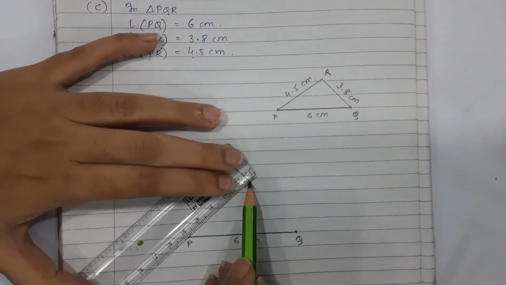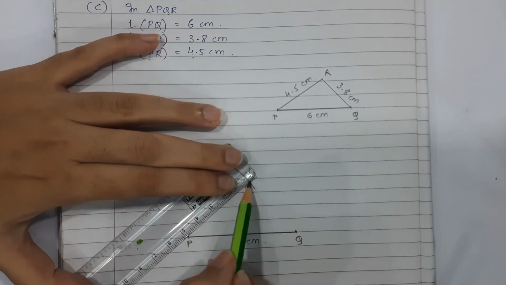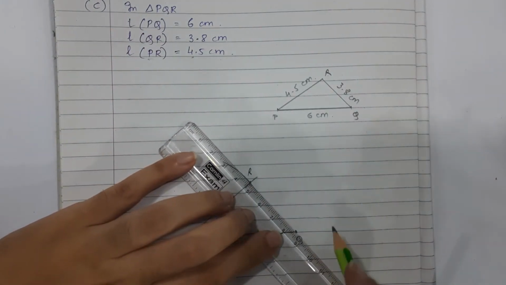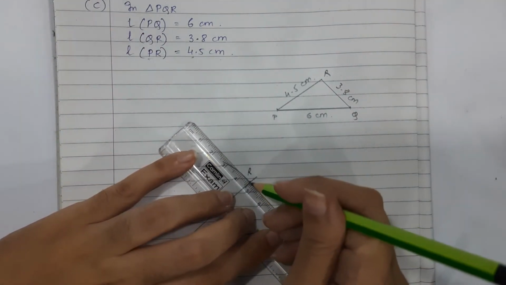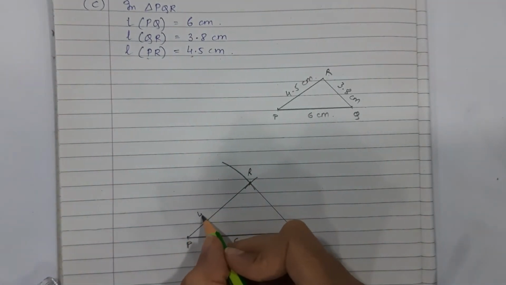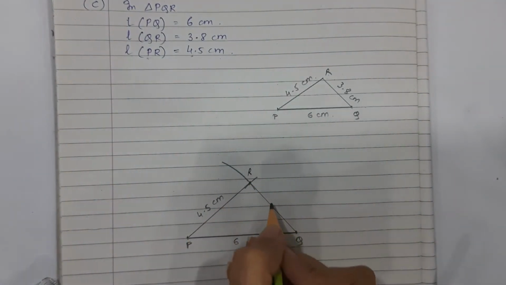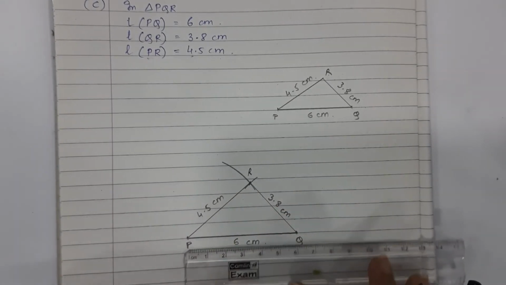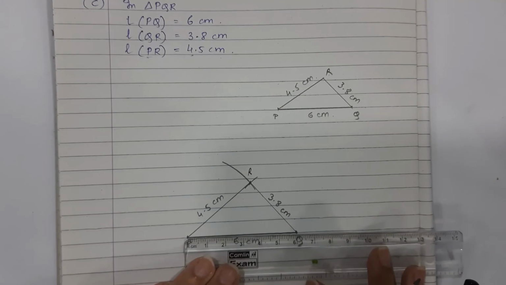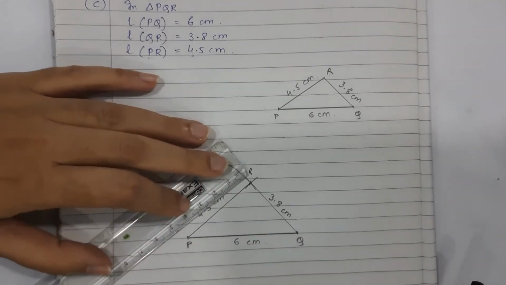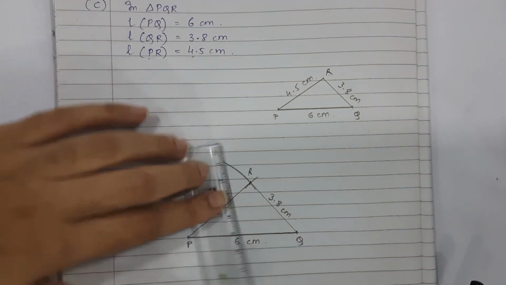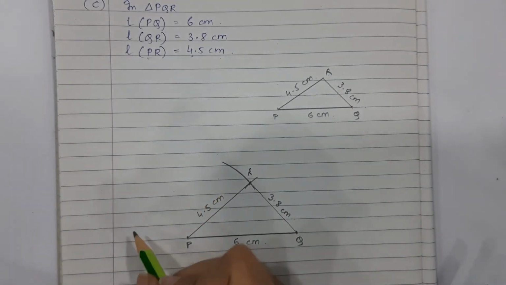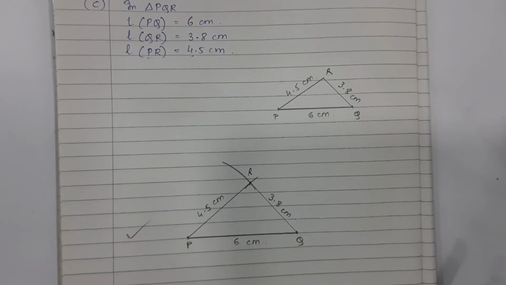Join the points PR and QR. This is a triangle, a construction of the triangle. So PR is 4.5 centimeters and QR is 3.8 centimeters. We will once again check the lengths of all the sides. So the base was 6, correct. PR is 4.5 and QR is 3.8 centimeters. That is also correct. So this was the third one.